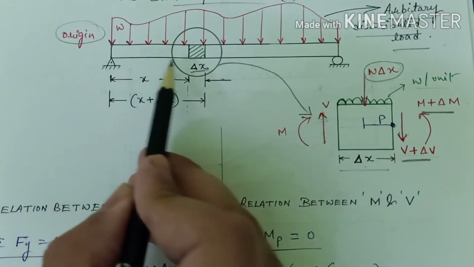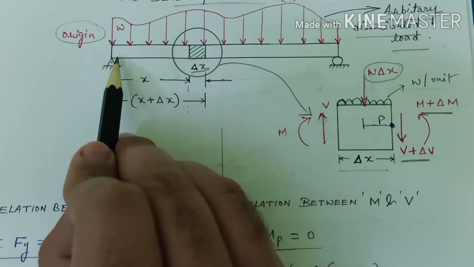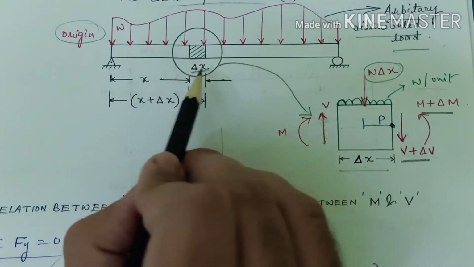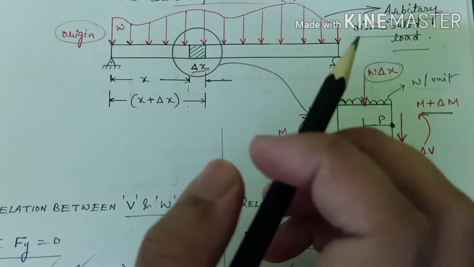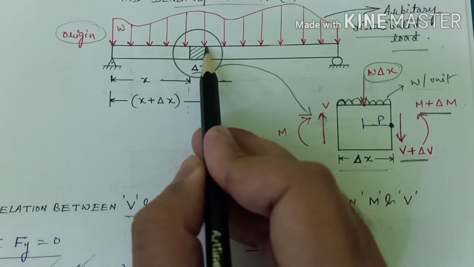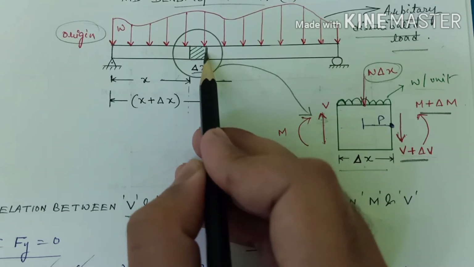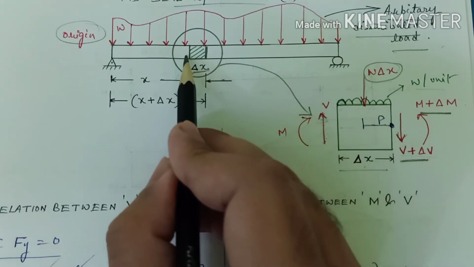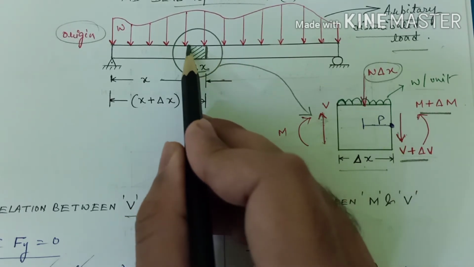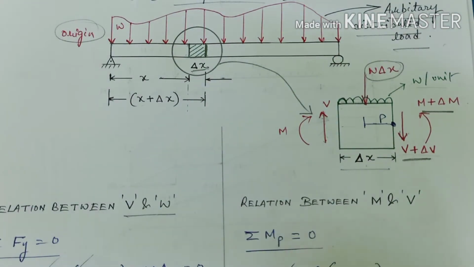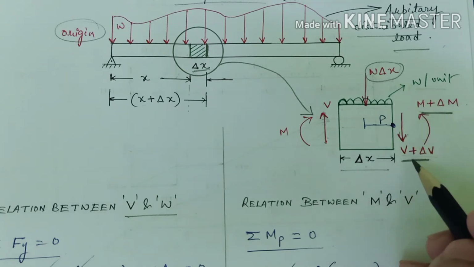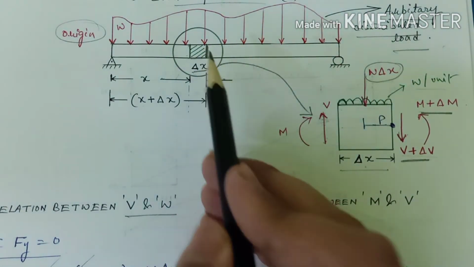So here this is the origin, and the value will gradually increase along the beam as we increase the value of x. The value of shear force and the value of bending moment both will increase, right? So obviously the value of bending moment here and here will not be the same. Here the value of bending moment will be somewhat more than that of here, and obviously the value of shear force will be somewhat more than that of this. So we are taking the value of moment as M plus delta M and the value of shear force as V plus delta V in this plane.